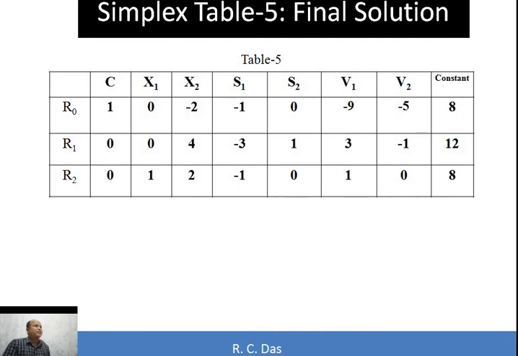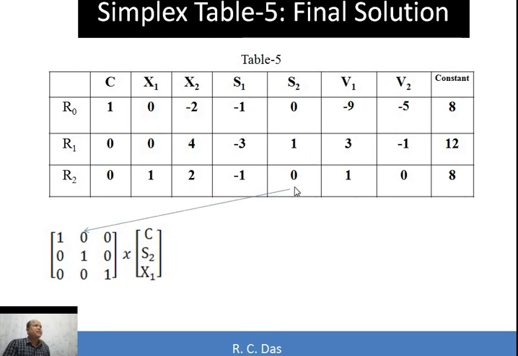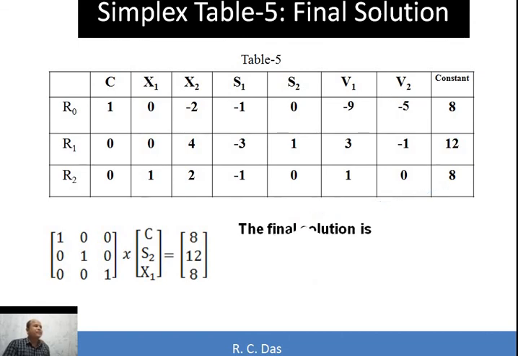Let us take this identity matrix, where the first row is of C, so that is why C. The second row is of S2, so it is S2, and the third row is of X1, so that is why it is X1. They are all equal to the constant vector, which is 8, 12 and 8.